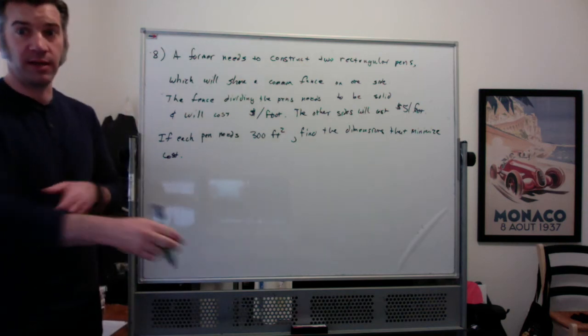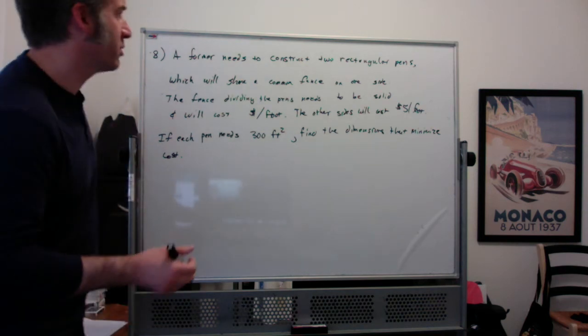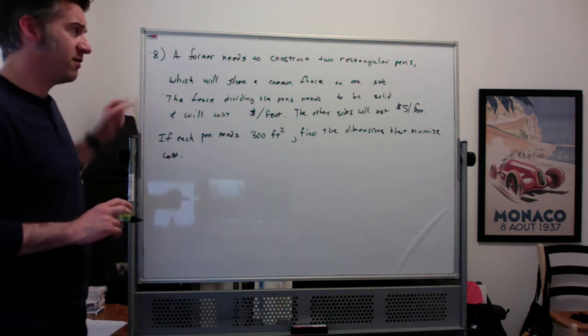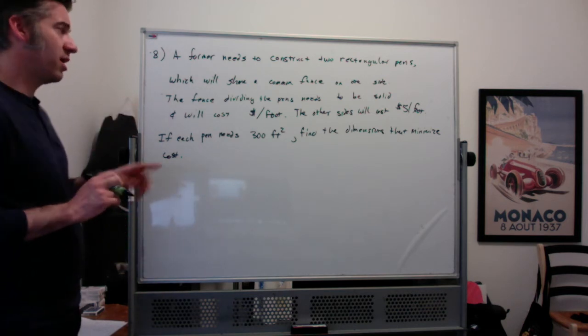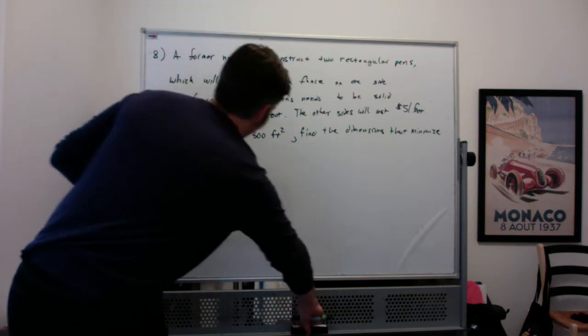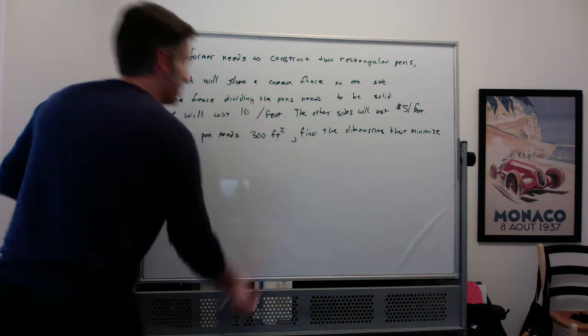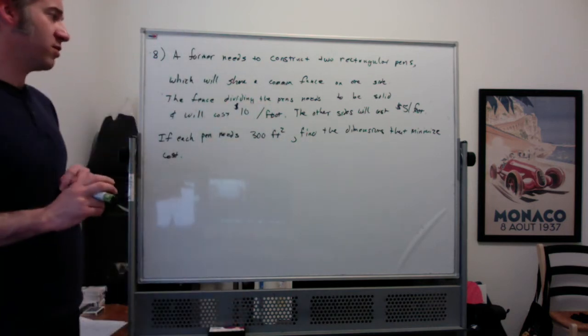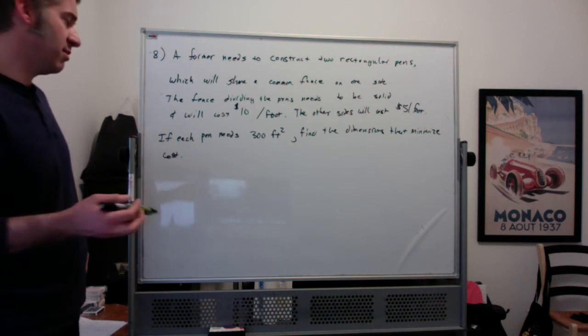Alright, here's problem 8. A farmer needs to construct 2 rectangular pens which will share a common fence on one side. The fence dividing the pens needs to be solid and will cost $10 per foot. The other sides will cost $5 per foot. If each pen needs to be 300 square feet, find the dimensions that minimize the cost.